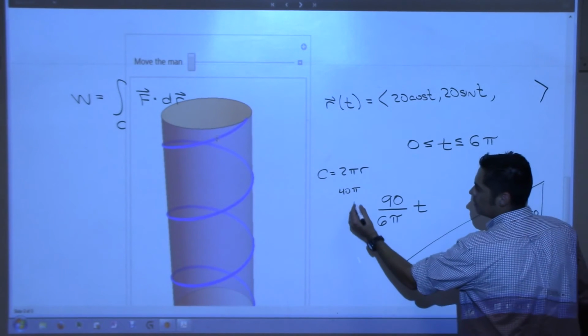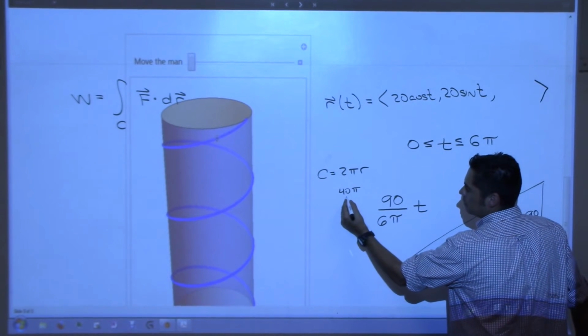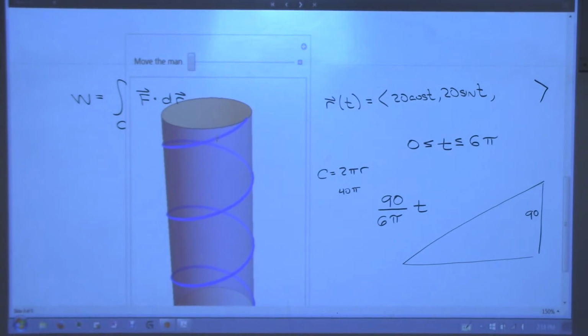Divide by? No. Multiply, divide? Is that going to work? No, that's not going to work. I'm trying to make a connection that would be easy. It's not going to work that way.